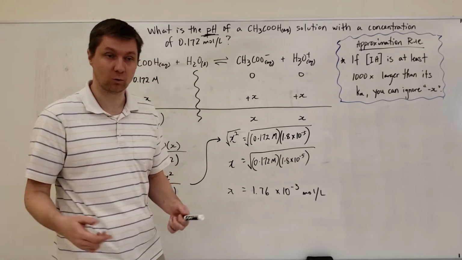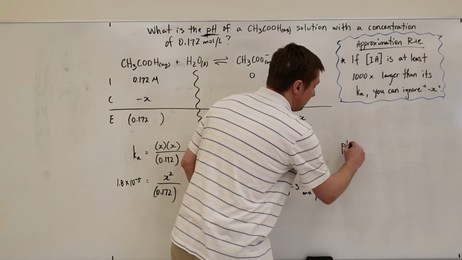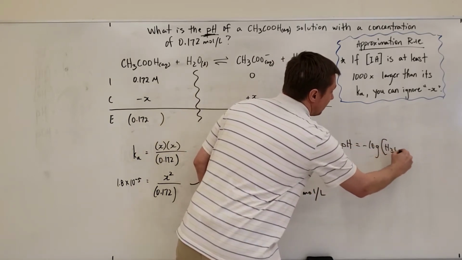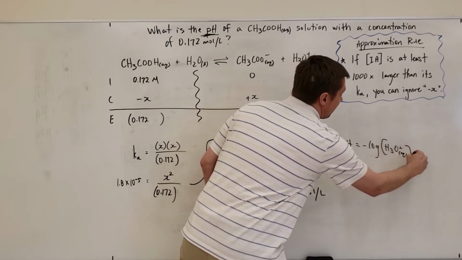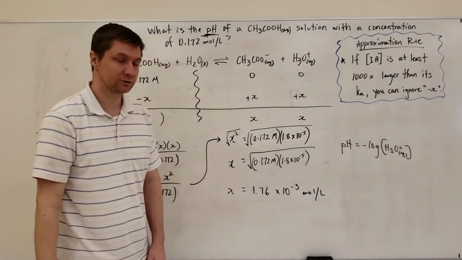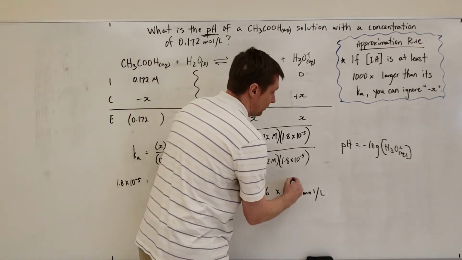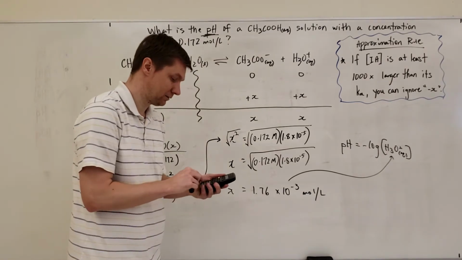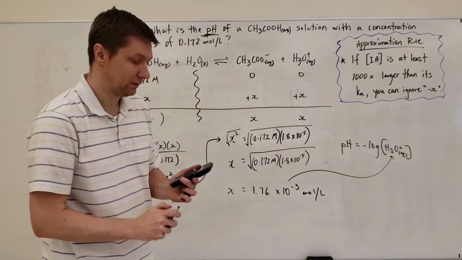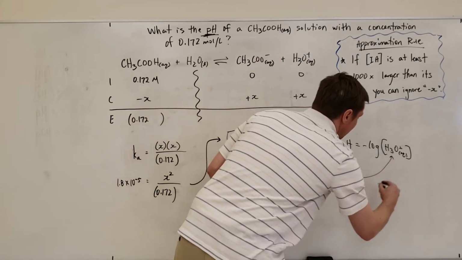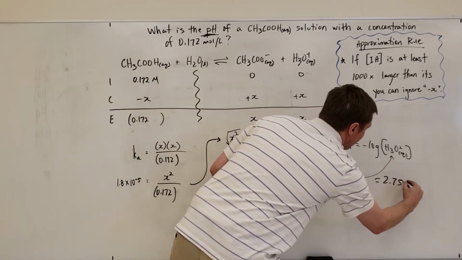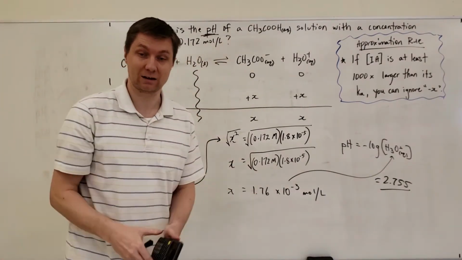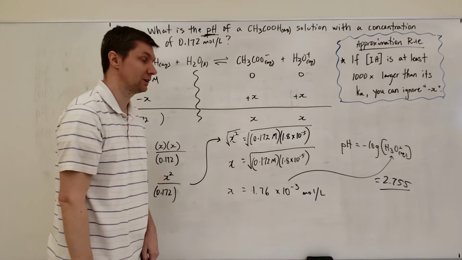If you remember the pH formulas, pH is equal to the negative log of the hydronium ion concentration. I just take this number, plug it in, and take the negative log of that, and that gives me 2.755 as my pH. And that pH is, in fact, larger than the one we calculated in the previous clip for hydrochloric acid, which makes sense.